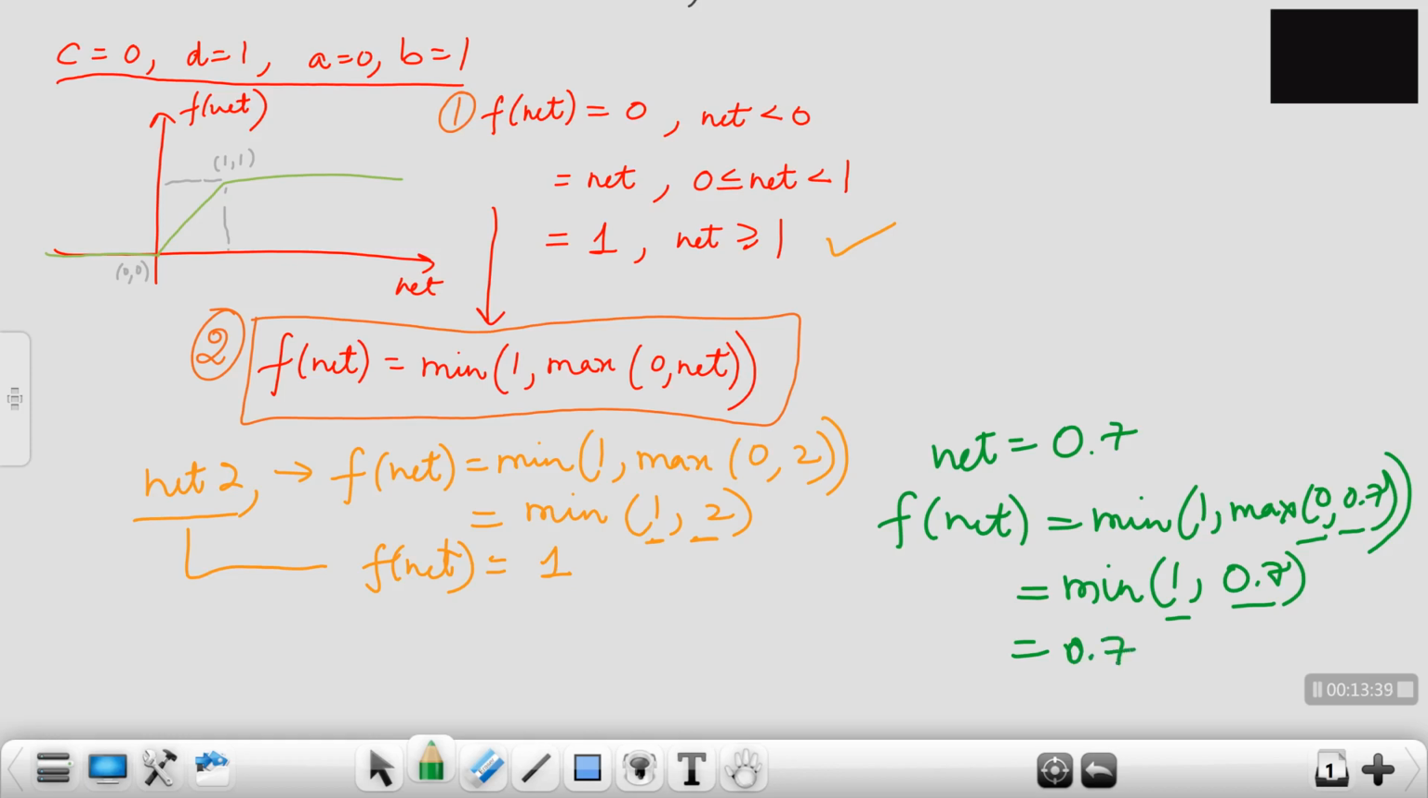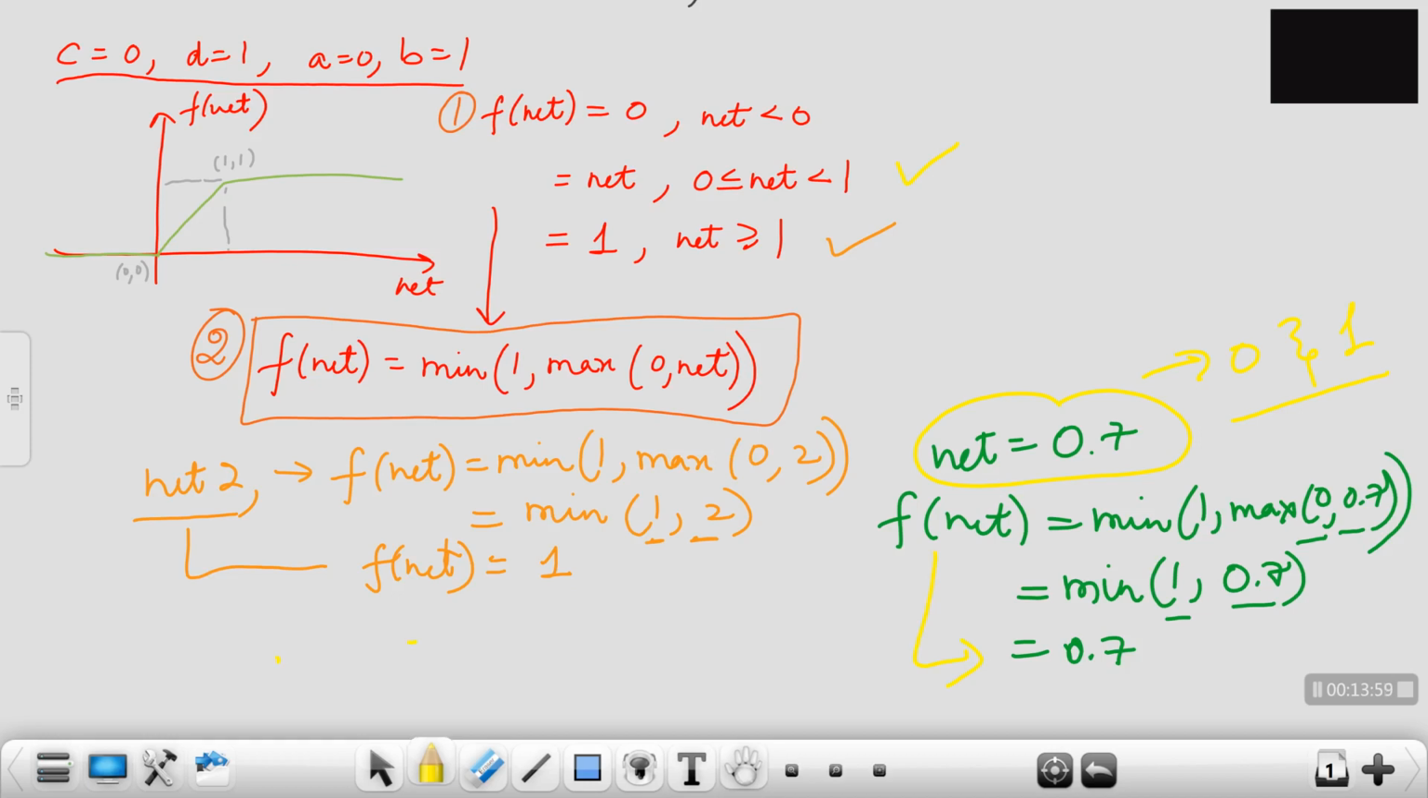So net is lying between what here? Net is lying between 0 and 1. And when it is lying between 0 and 1, the output is equal to net. So here, when net is equal to 0.7, f of net is also equal to 0.7. So this condition is also getting fulfilled.